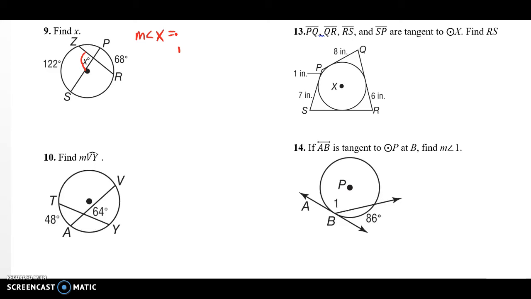And we found about these guys that the measure of the angle will be equal to 1/2 of the sum of the two arcs that intersected. So this arc and this arc. Okay, so it'd be 1/2 of 122 plus 68.